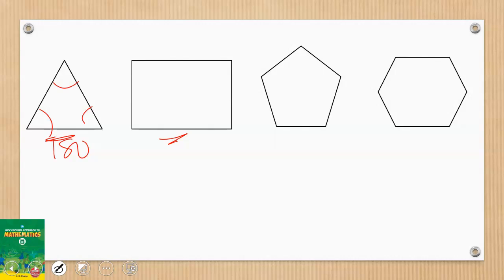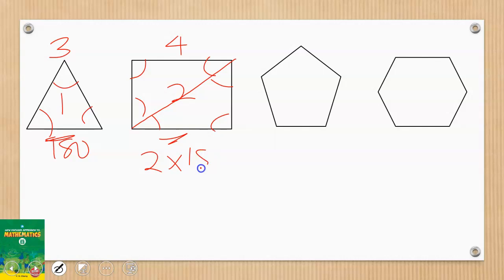Now, let's try to generate triangles out of this quadrilateral. I can draw a diagonal here and create 2 triangles. When I had 3 sides, I was able to create only 1 triangle. Now that I have 4 sides, I can create 2 triangles, which means twice 180 will give us the sum of the interior angles for a 4-sided polygon, and so that will be 360.